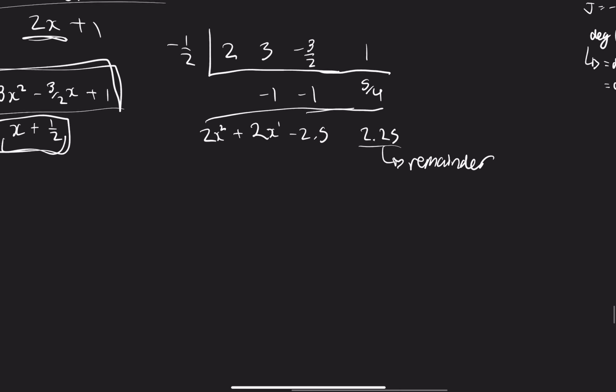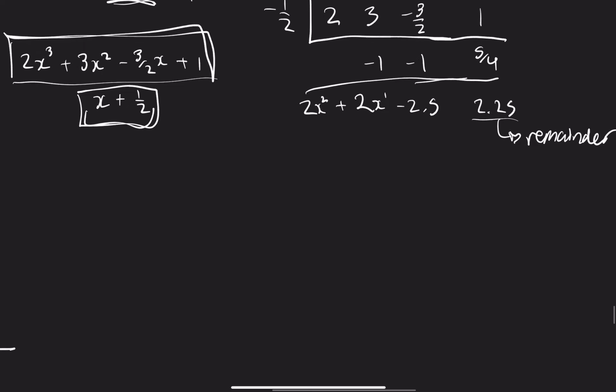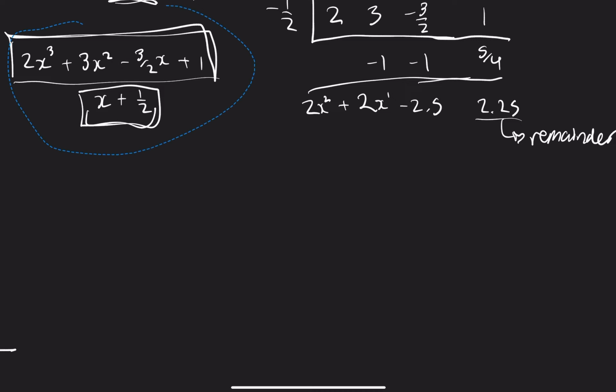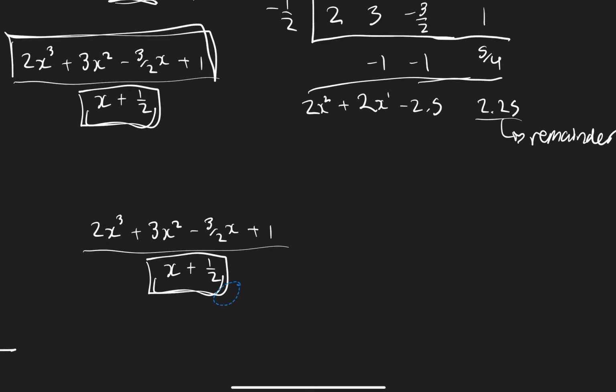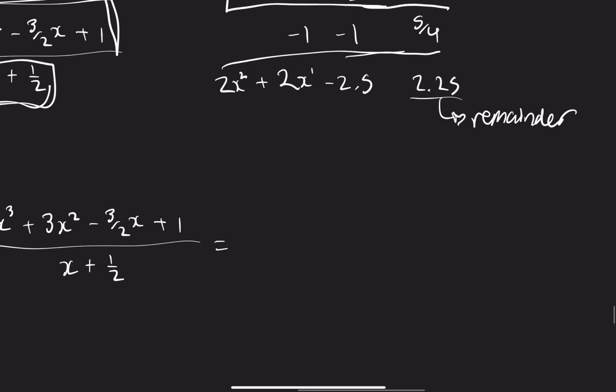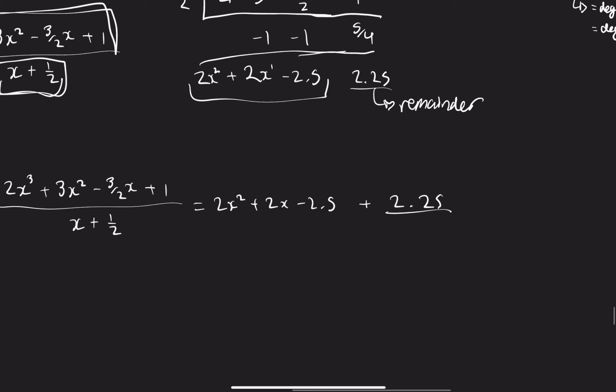Yeah, that's it. Now we can write it in the same proper form that we did last time. So yeah, let's do that, I guess. This division here equals the quotient, this thing, plus remainder divided by the divisor. Oh, it's not 2.5 actually. 2.25 divided by the divisor, which is x plus 1/2. And that is our result.